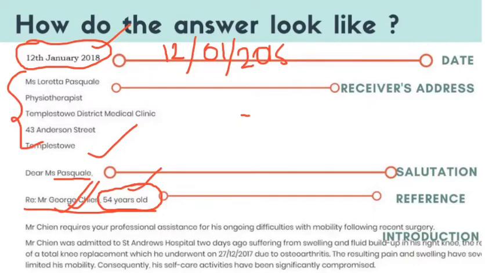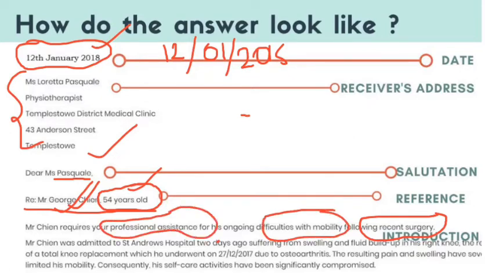Then after that we introduce the case. We give a very crisp one sentence detailing the purpose of the letter. So here in this model letter, Mr. Chian requires your professional assistance for his ongoing difficulties with mobility following recent surgery. So we just learned that he has undergone knee surgery. Following that he is having mobility issues, so we need professional assistance from the physiotherapist. That is now explained here in the introduction.